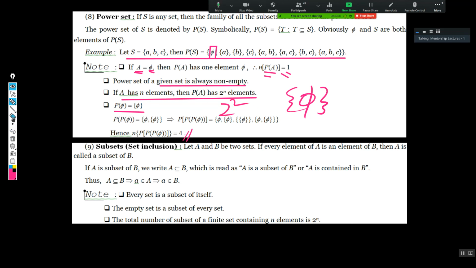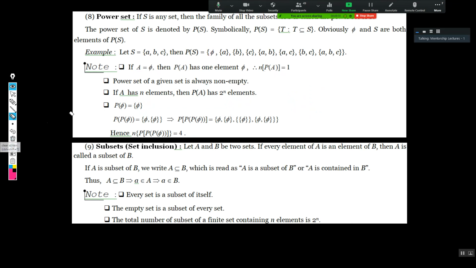And this is important, you have to understand. This is important, you have to remember: if A has n elements, then P of A has 2 power n elements. P of A has 2 power n elements. Remember that. Okay. Next, this is a subset.